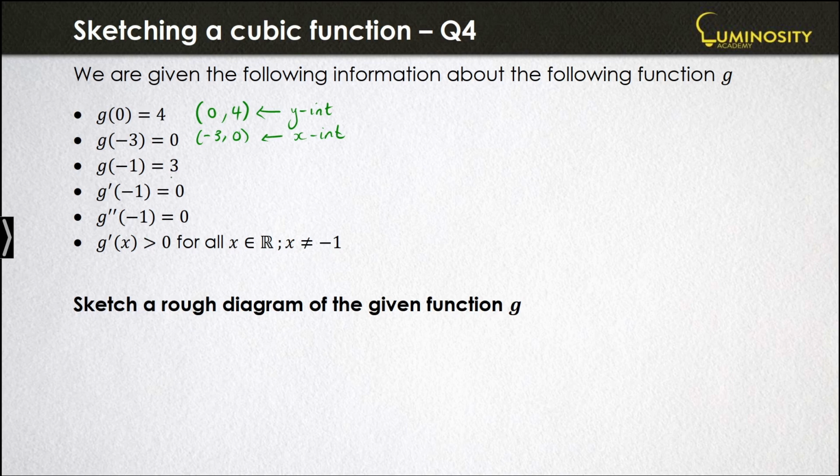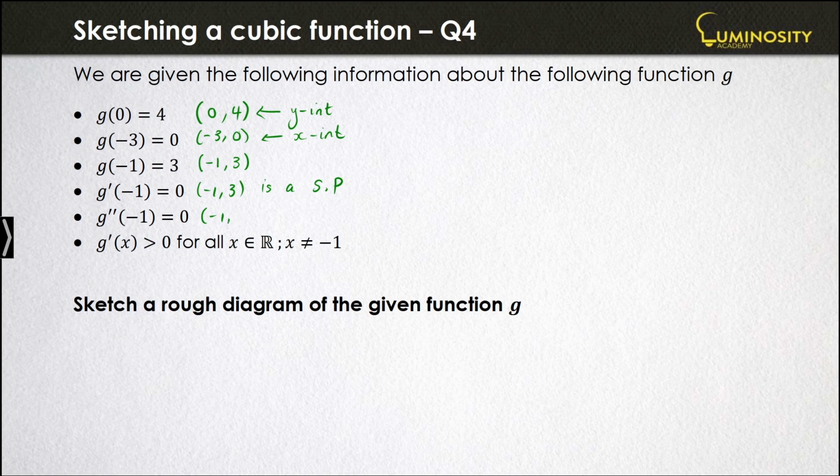Then g at -1 is 3. So we have a coordinate on the graph g given by (-1, 3). Then we're given that g prime at -1 is 0. So that means at the same point (-1, 3), because we have the coordinates, this is going to be a stationary point. So the tangent line at that point is going to have a gradient of 0.